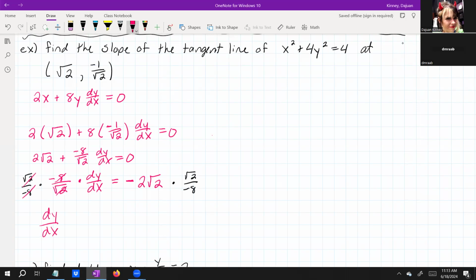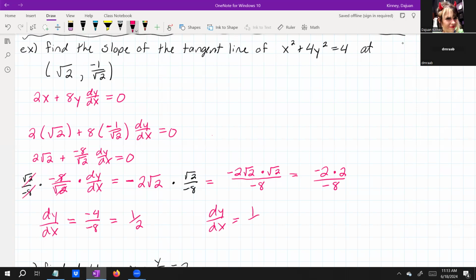dy/dx equals, okay, I'm going to come off to the side here. Negative 2 root 2 times root 2 over negative 8. Root 2 times root 2 is 2. So I'll just keep going. Negative 2 times 2 over negative 8. So negative 2 times 2 is negative 4 over negative 8, which is just 1/2. So dy/dx equals 1/2.